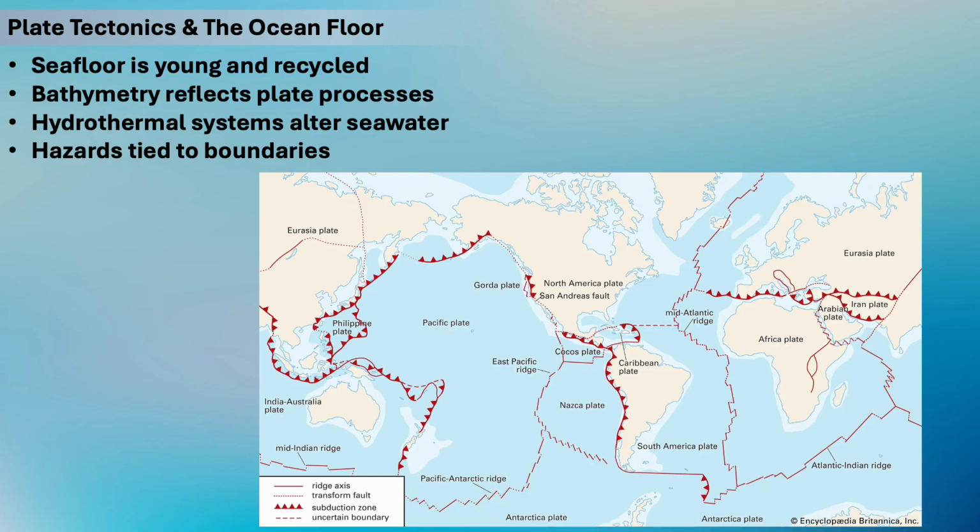Taken together, these processes explain why the ocean floor is not flat or uniform. Instead, ocean basin topography reflects the age of the seafloor, the type of plate boundary present, and the tectonic history of each ocean. In other words, the shape of the ocean basins is a direct consequence of plate tectonic processes acting over geologic time.